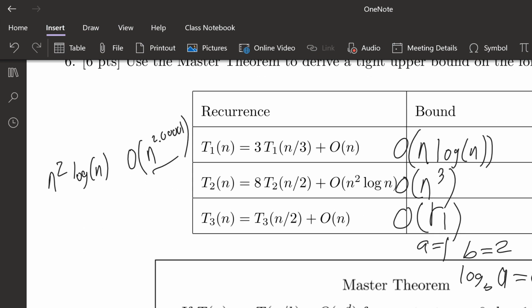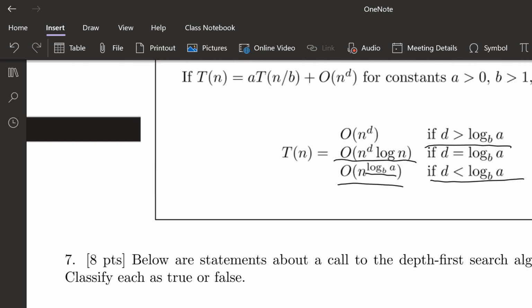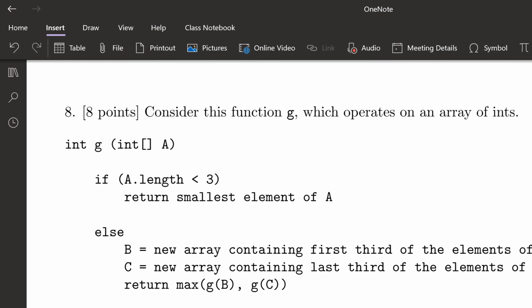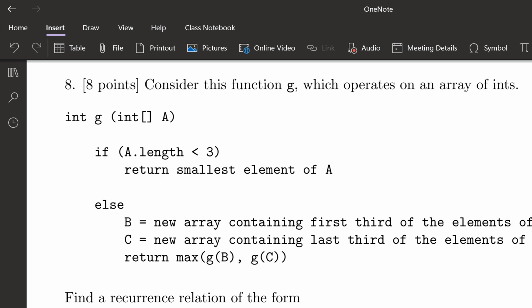Okay. Wait. Given an actual algorithm like pseudocode, how would you determine D? How would you determine D? Yeah. So let's see if there's a question like that here. Oh man. So I'm going to skip 7 and we're going to go to 8, and let's try and figure this out.